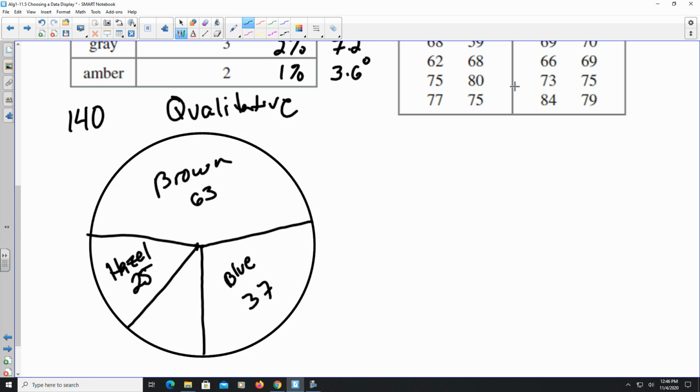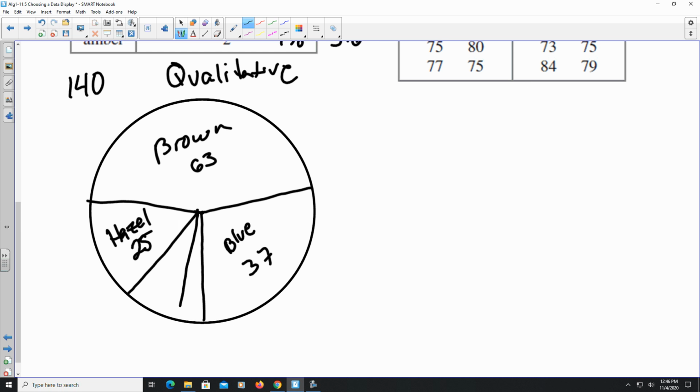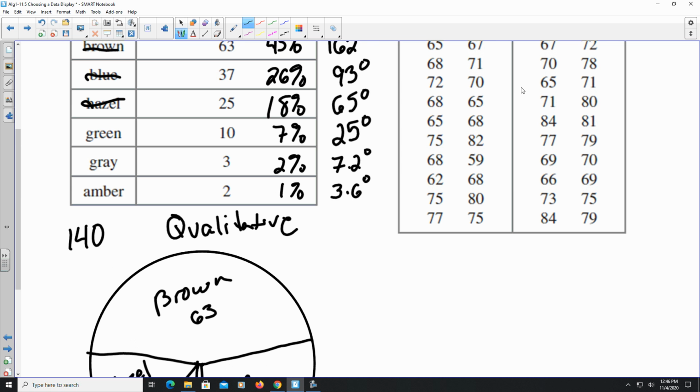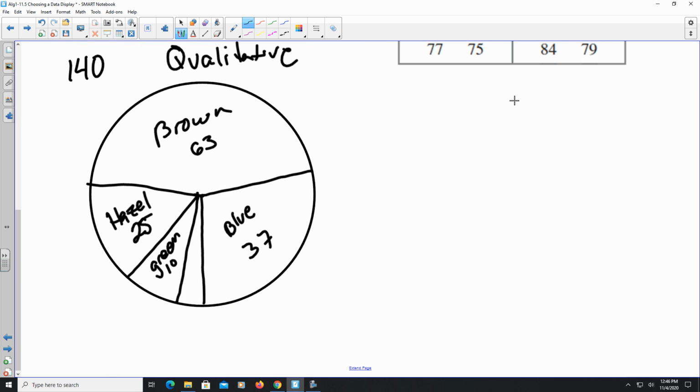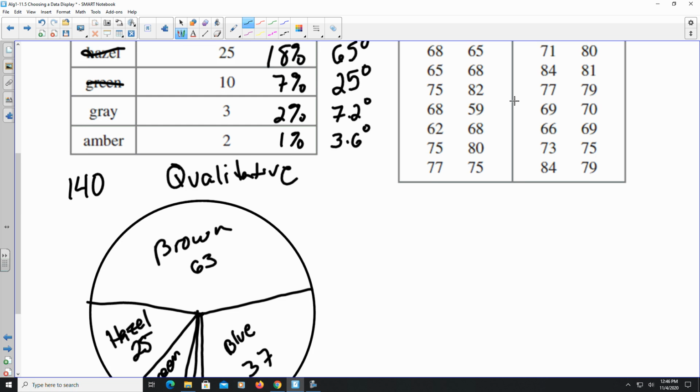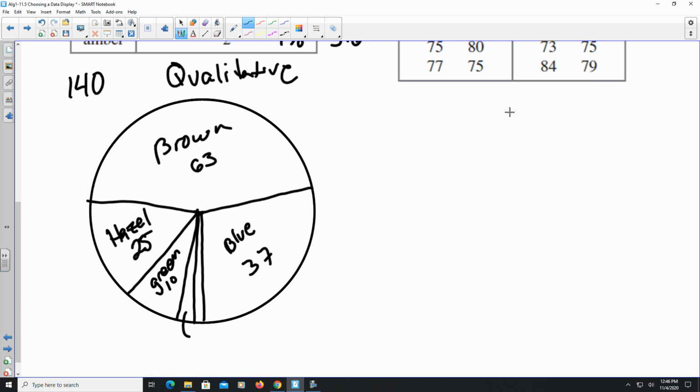So 25% is kind of right about there. I'll say green. That was what, a count of 10. And now we're getting into the 7 and then the 3. So, okay, here is your gray at 2, and then again you have your amber at 1.